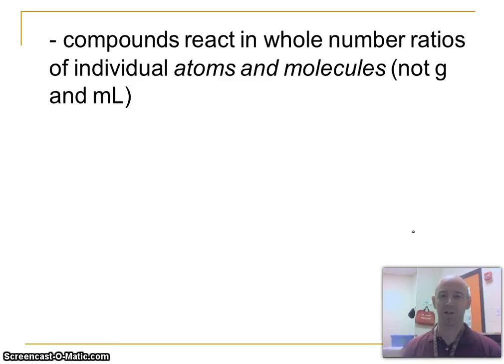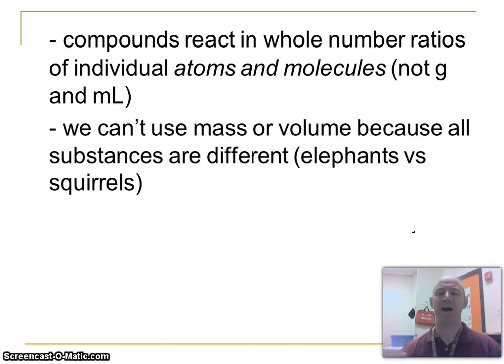Football teams act in terms of whole individuals, right? Like the quarterback, the running back, the lineman, they're all different sizes and shapes, but they all act individually. The same thing kind of works in a chemical reaction. You can't treat all these compounds the same using mass or volume, like lump them all into the same category, because different molecules and atoms are different sizes.